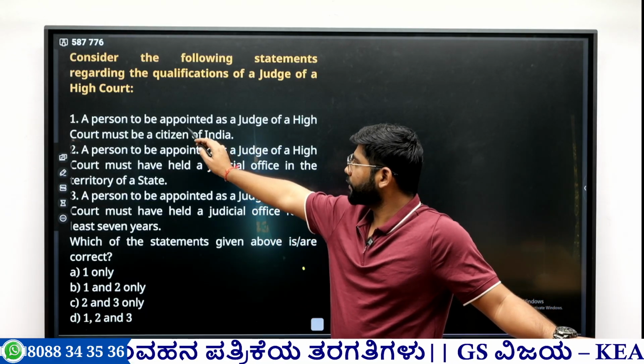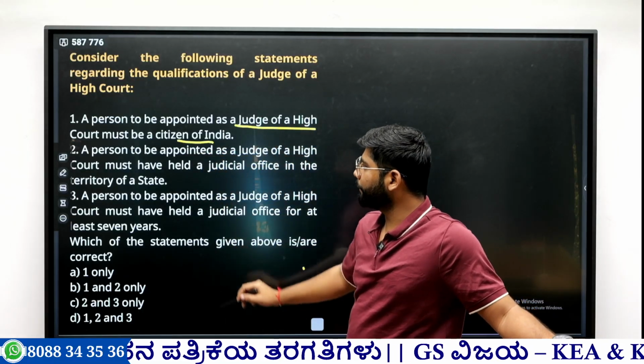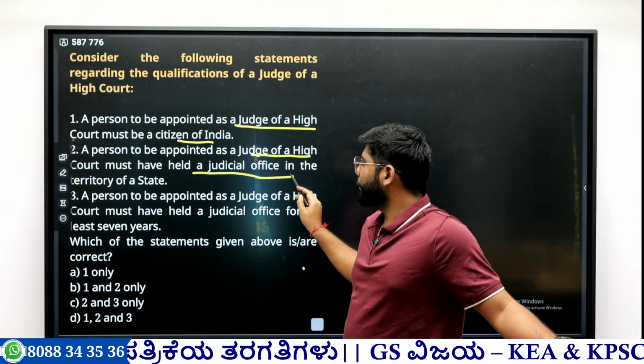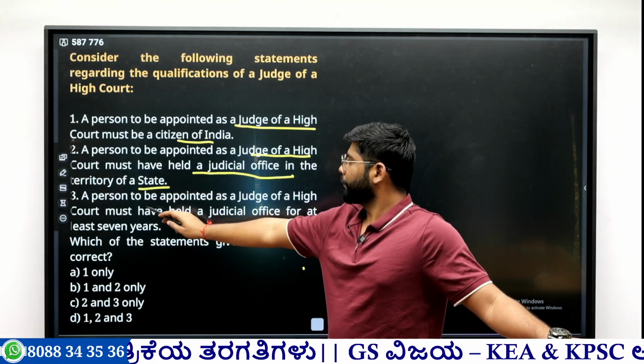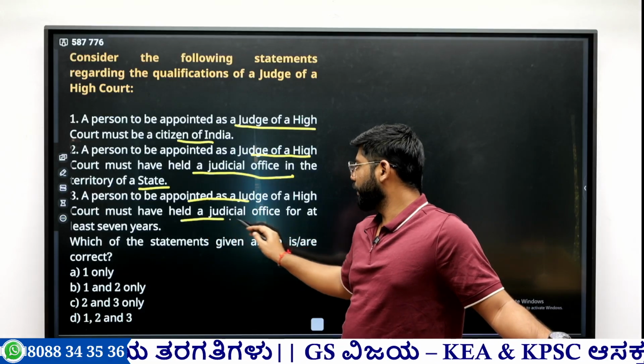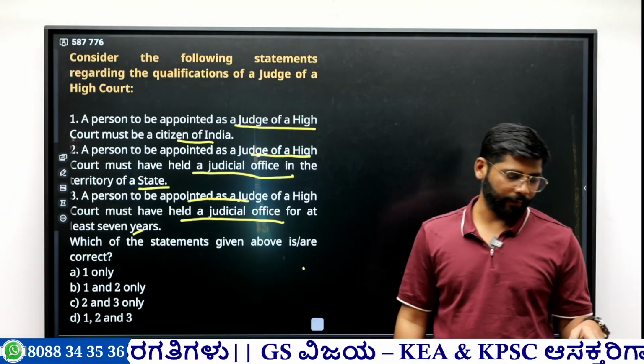Now see, the person appointed a judge of High Court must be citizen of India. Second, the person to be appointed a judge of High Court must hold judicial office in the territory of state. Then the person appointed a judge of High Court must hold the judicial office for 7 years. Now let me know which one is the correct here.